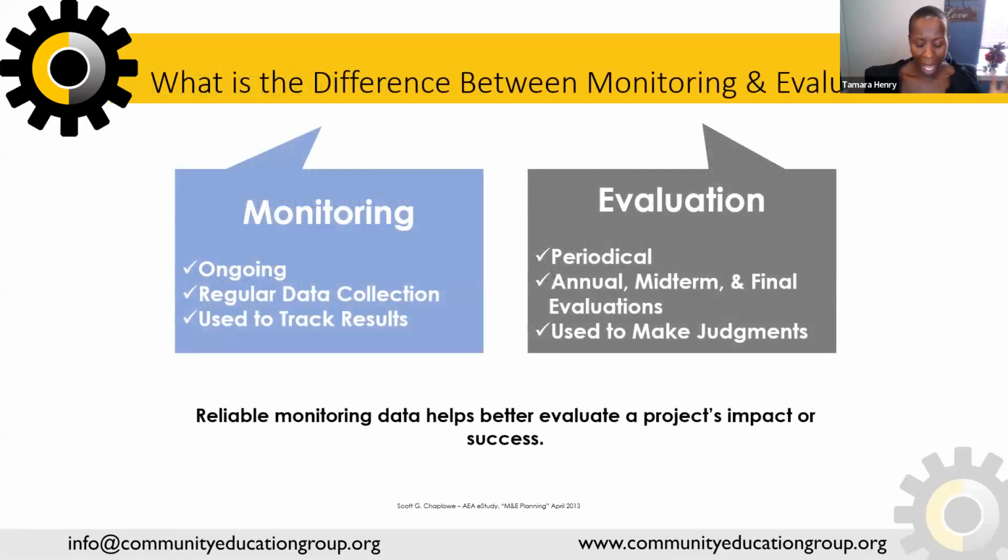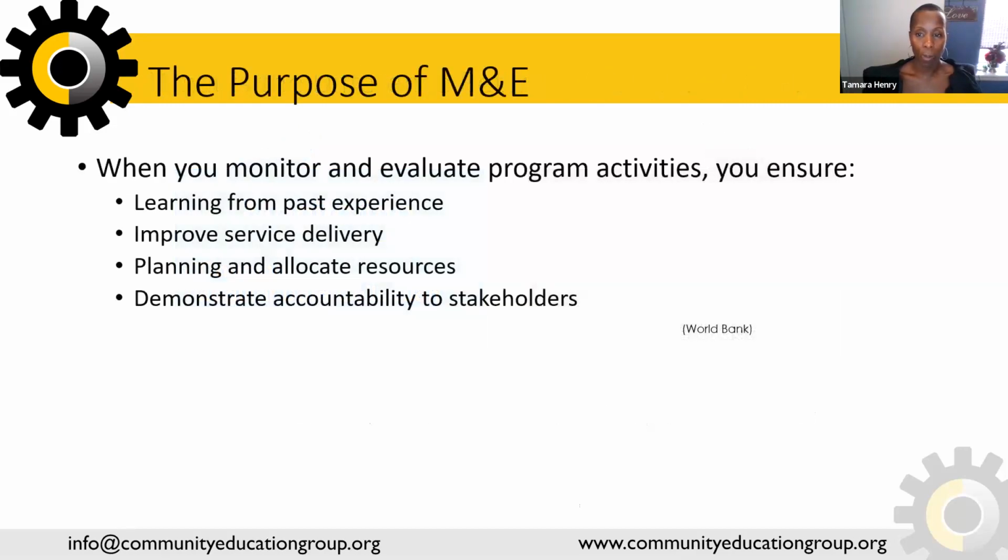So a good way or good boxes to put this in is monitoring is ongoing. So this is something you should be doing for the entire length of your project, utilizing regular data collection and tracking your results. Some people do that monthly, some people do that quarterly. The evaluation, however, is when, let's say you do a pilot for 6 months and then your implementation is another 6 months. Your evaluation typically takes place on an annual basis, on a midterm basis. And what that evaluation is doing is saying that your intervention is working, it's not working, or what are the ways that we can improve. So monitoring is ongoing, evaluation is periodical.